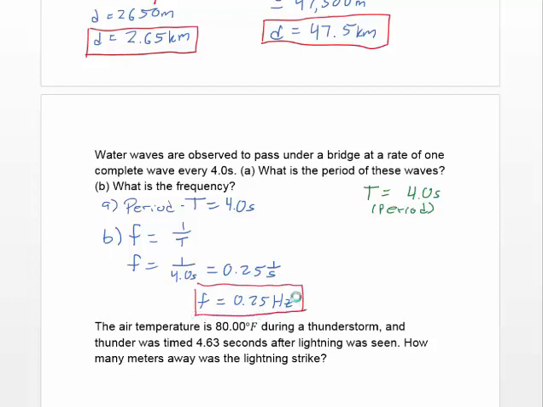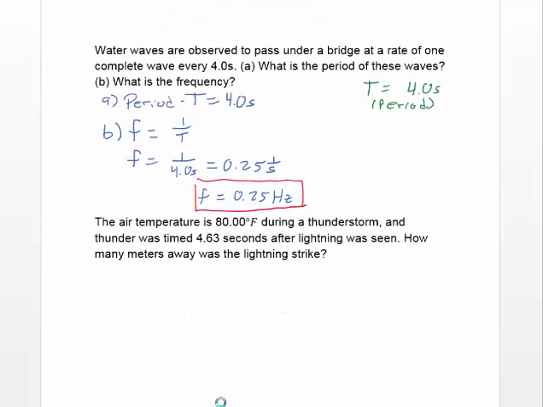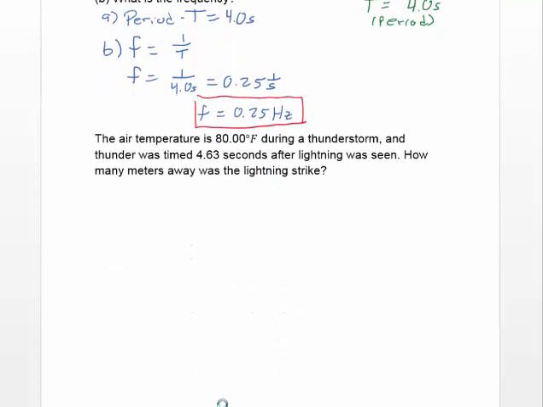Now our last problem has an air temperature of 80 degrees Fahrenheit during a thunderstorm, and the thunder was timed 4.63 seconds after lightning was seen, and now we want to know how many meters away the lightning strike was. So how far away was this lightning strike? We can go ahead and figure that out. Let's write down what we know. The temperature is equal to 80 degrees Fahrenheit, and the time is equal to 4.63 seconds.